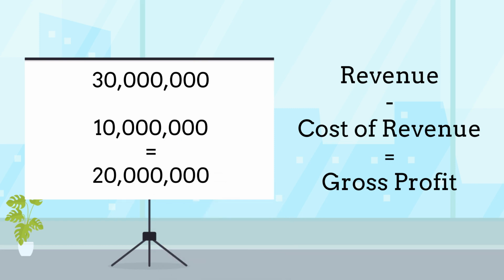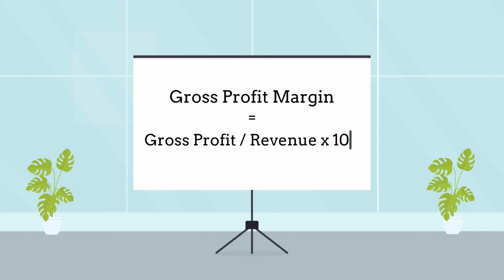By itself, gross profit tells us very little, but we can use this number to calculate the company's gross profit margin, which can tell us a lot about the economic nature of the company. Gross profit margin equals gross profit divided by total revenue times 100.